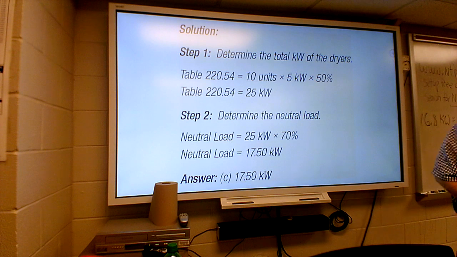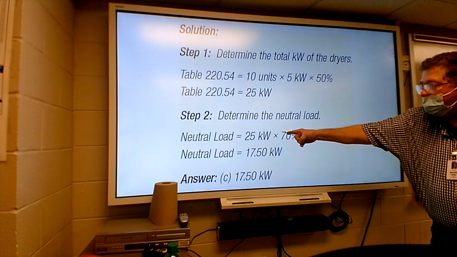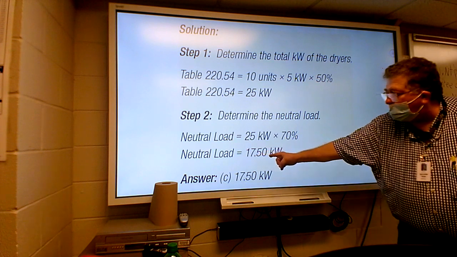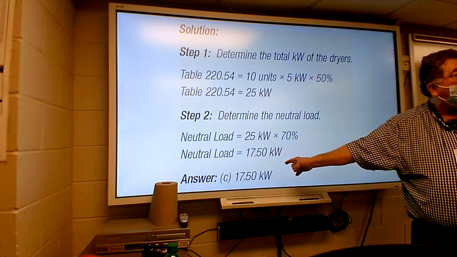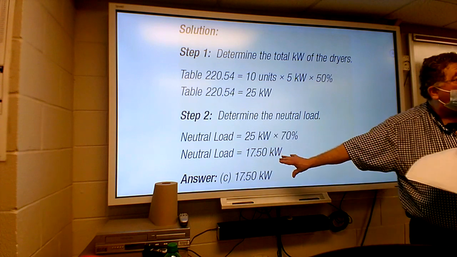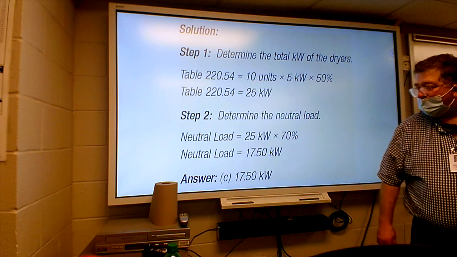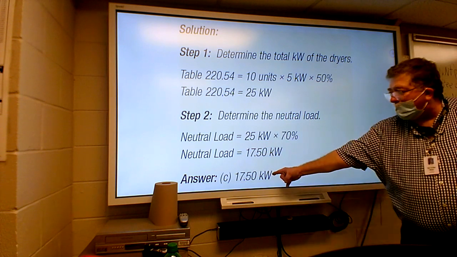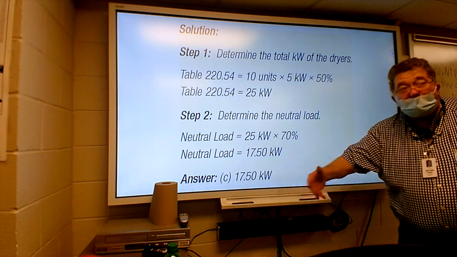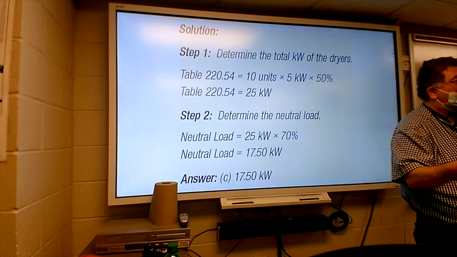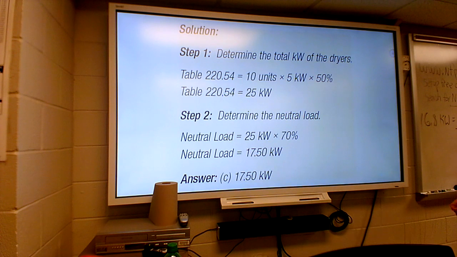So 25 kilowatts times 0.7 would be 17.5. What, kilowatts, not amps, right? My point is they state kilowatts the way it's supposed to be. Okay, so 17.5 kilowatts. Now you tell me, how do I calculate the amps and then the wire size off of that? So let's do that.